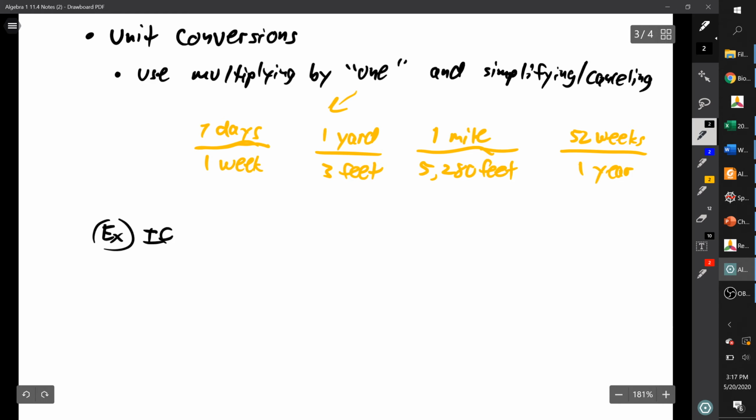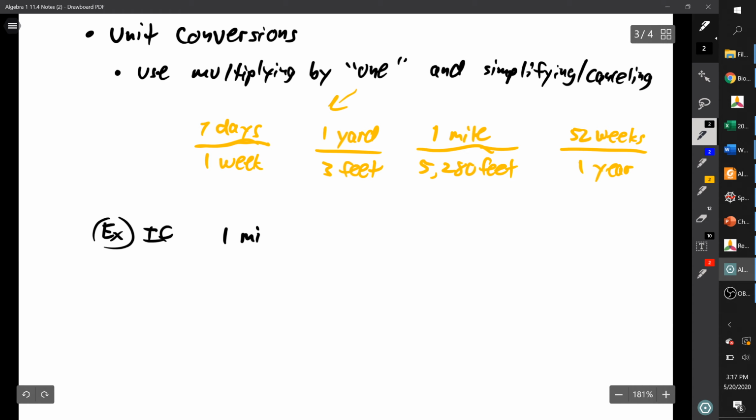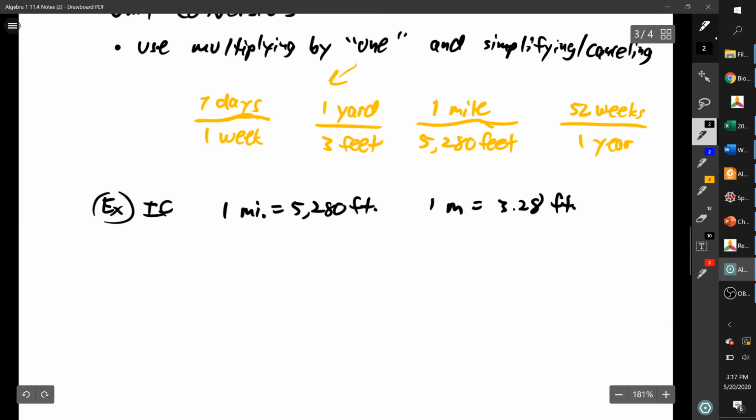So let's say something like if 1 mile equals 5,280 feet and 1 meter equals 3.28 feet. MI dot is the abbreviation for miles. M is the abbreviation for meters. So please don't just do M for miles. The only time that you can do M for miles is MPH, because that is just the common abbreviation for miles per hour. But other than that, if you're just abbreviating miles, MI dot.